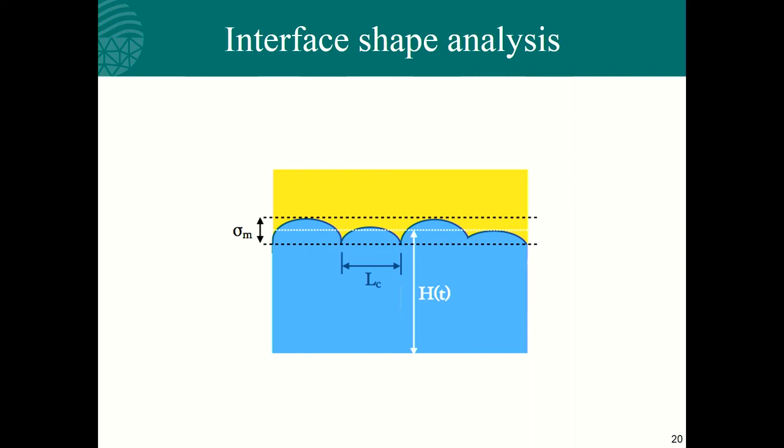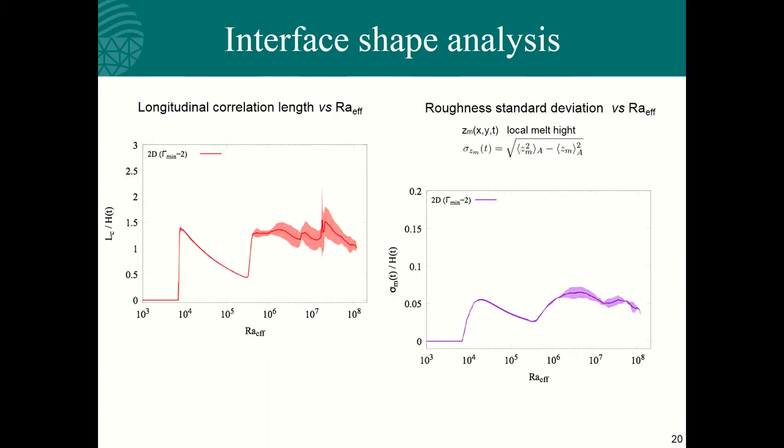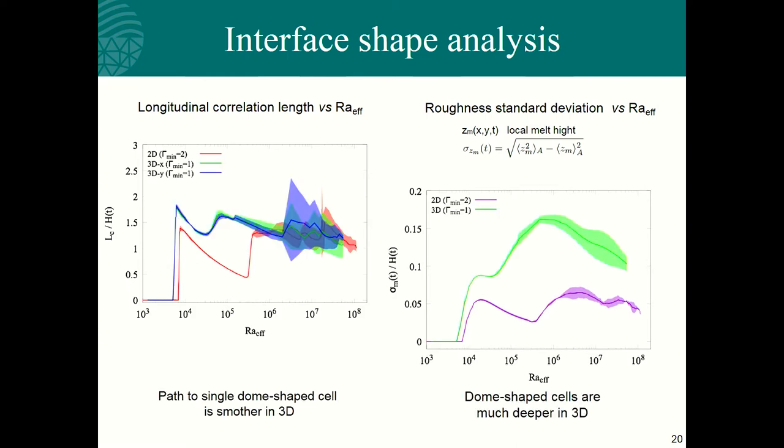For quantification, we can use two different parameters. One is the height of the rows in the interface, which can be identified as a deviation, and the other is the length of the rows as a correlation function. So we put 2D and 3D here. I will try to wrap it up as soon as possible because there is some more information here.